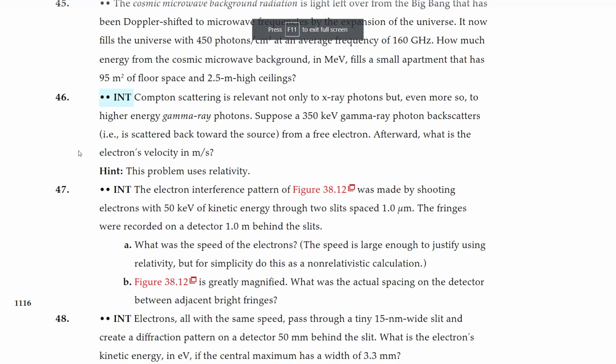Okay, we're going to take a look at problem 46 from chapter 38 of the fourth edition of Knight's Physics for Scientists and Engineers. This is a problem that combines Compton scattering with a couple basic results from special relativity. So in a moment, I'll draw a little diagram of the scattering event itself, and then we'll go back and talk about rest mass in special relativity.